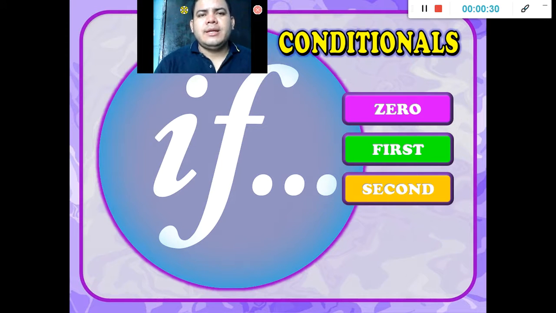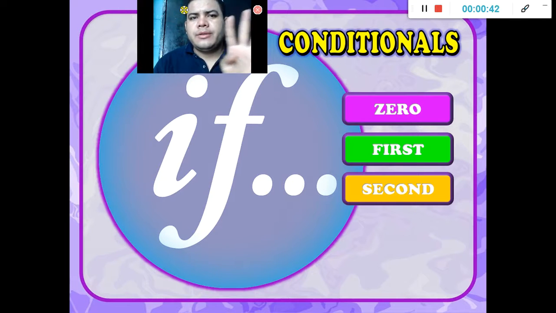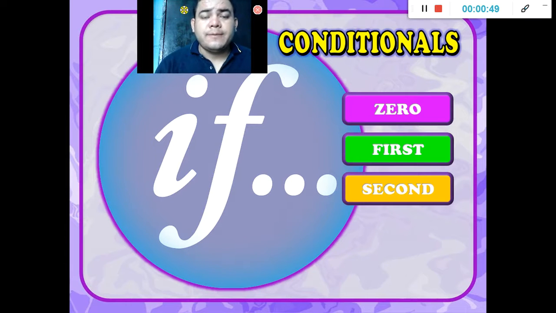So in English we have four types of conditionals. We have the zero conditional, we have the first conditional, we have the second conditional or the unreal conditional, and we have the third conditional. So as you can see, we have four types of conditionals starting from zero, first, second, and third. And today in this unit, in unit number 8, page 88, we are going to study the second conditional, people.